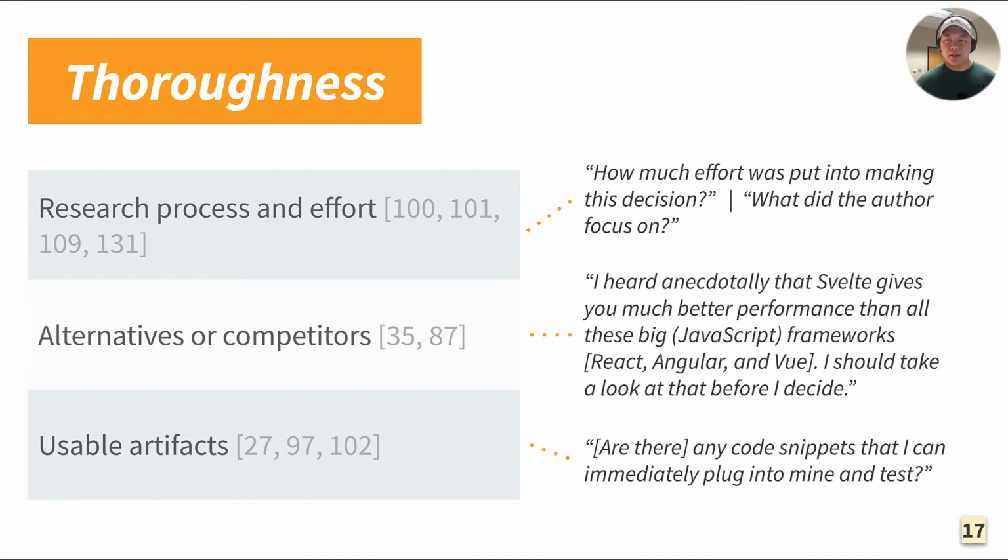Last but not least, thoroughness, which examines the process and the amount of effort used by the author when creating a knowledge artifact, which would give the consumers a sense of how much work has been done and how mature the knowledge representation is. On the flip side, developers would also like to understand alternative options or solutions that were not necessarily considered previously, but can still be useful to them right now.